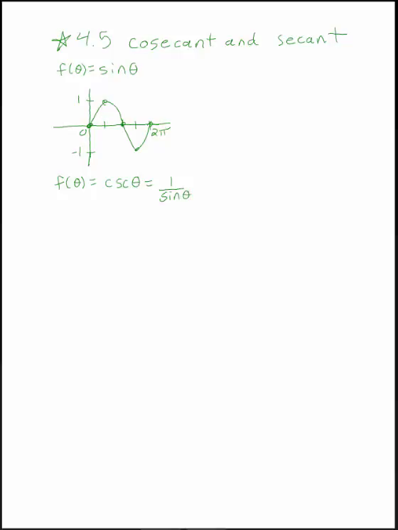Now, that means that whenever sine of theta is 0, cosecant of theta is undefined. Because if sine of theta was 0, then cosecant of theta would be 1 over 0, which has no solution. That does not exist. So I can now get my cosecant graph by looking at my sine graph. Because everywhere where sine is 0, at 0, at pi, at 2 pi, the cosecant function is going to be undefined. So I can draw in some asymptotes there.